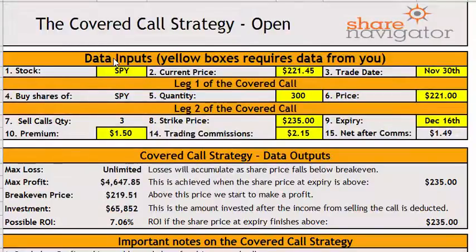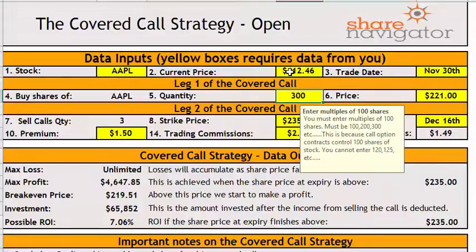So the first section here is data inputs. Any box that's highlighted in yellow requires some sort of data for you. For example, we've started off here with the first data point, which is the stock name. If you're doing a covered call on Apple, we'll type in Apple. And the current share price is about 112.46.